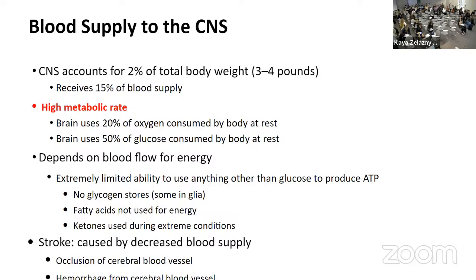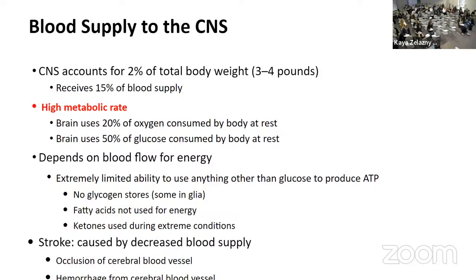Okay? It has a high metabolic rate, so we're converting lots of glucose to ATP to help with that cellular function. And this means that we need lots of oxygen. So when you are at rest, your brain is using 20% of the oxygen in your bloodstream, right? So 20% of the oxygen, 2% of your body weight. Your brain is actually using 50% of the glucose that is consumed by your body at rest.